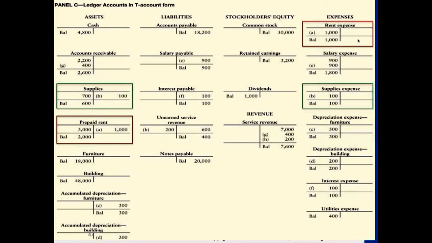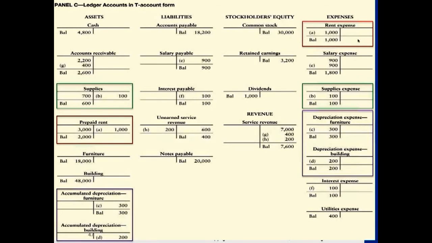Okay, now what about entry B? You see a B under supplies and a B under supplies expense. So supplies originally, how much did we have in the beginning? $700 worth of supplies, and now we use up 100. So we only have 600 left, and we use up 100 at the same time. This will affect the supplies expense account, so that will be debited. So B represents the entry of prepayment, specifically supplies prepayment, and then we use up a part.